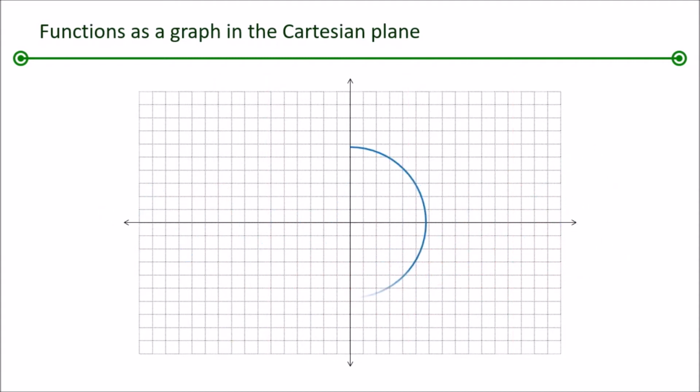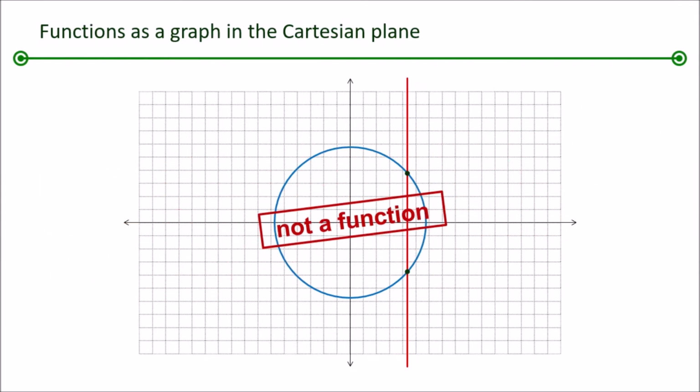Next, we have the graph of a circle. Using the vertical line test, we can see that this vertical line passes the circle at 2 points, and hence, this graph is not a function. We can also see that since the points of intersection of the vertical line and the circle have the same x value, this disqualifies it from being a function.